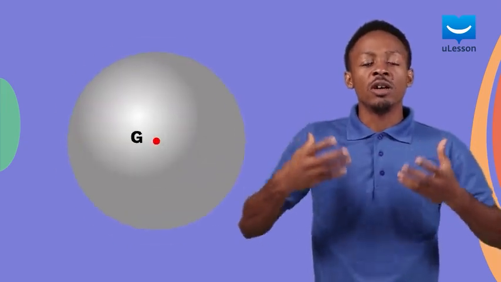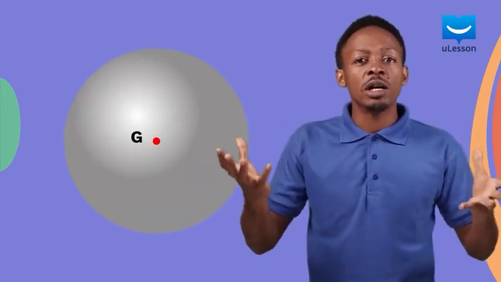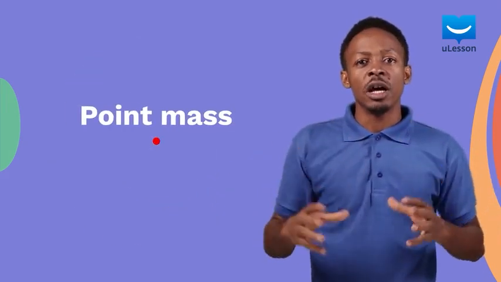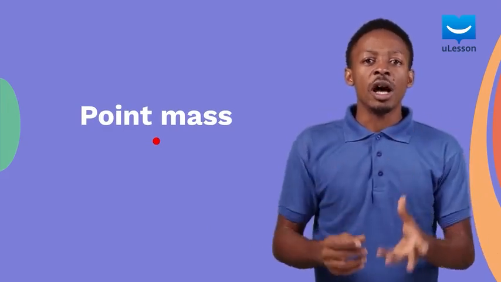When we know the center of gravity of an object, we can treat that object as though all the mass of that object is concentrated at that point. This is what we call the point mass, and it helps us simplify our analysis of the motion of objects and the forces acting on them. You will see more of these in subsequent lessons.